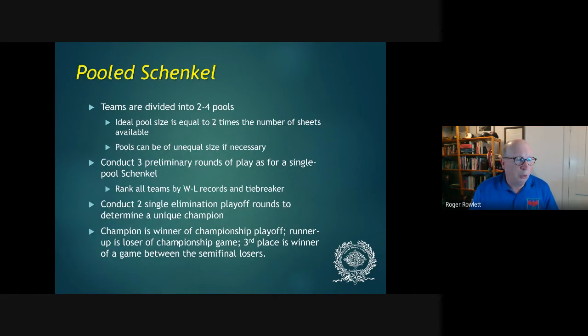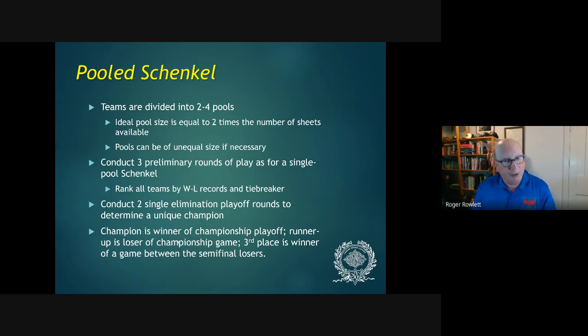If you're going to do a Pool Schenkel, if you've got a really big event, you can do, say, pools of 8. So if you had 16 teams, I would run it as pools of 8. If you had 24 teams, I would run 3 pools of 8. But the ideal pool size really is equal to 2 times the number of sheets you have. So we've talked about that before. That's really efficient. If you've got a 3-sheet club, 6 teams per pool is perfect. If you've got a 4-sheet club, 8 teams per pool is perfect. But pools can be unequal size if necessary.